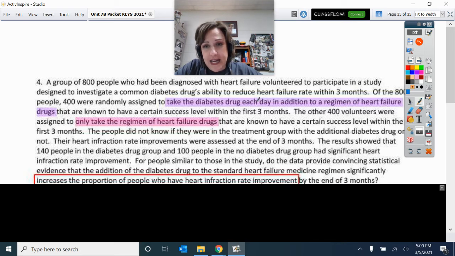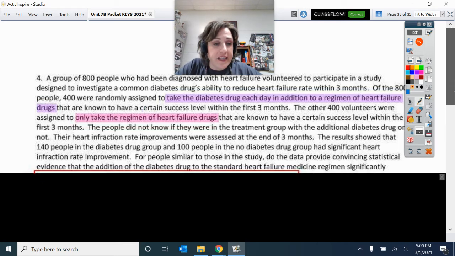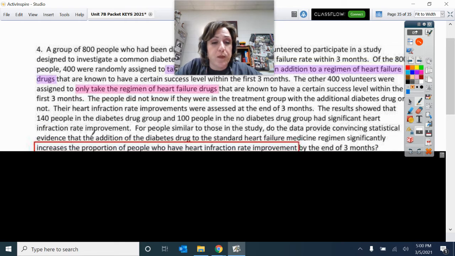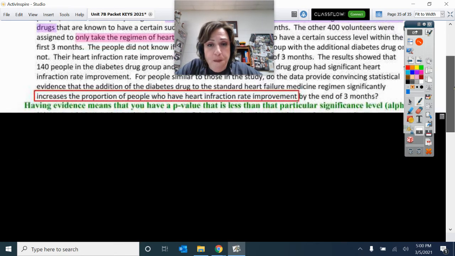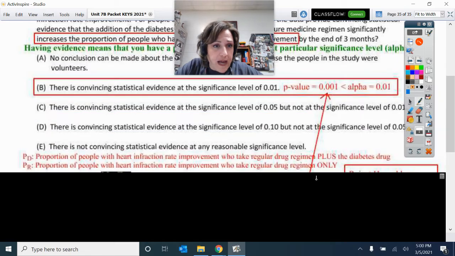We want to know if taking the diabetes drug in addition to the regular regimen, versus only taking the regular regimen, significantly increases the proportion of people who have heart function improvement. So therefore, of course, having evidence means you have a p-value that is less than a particular alpha. So let's see what happens.